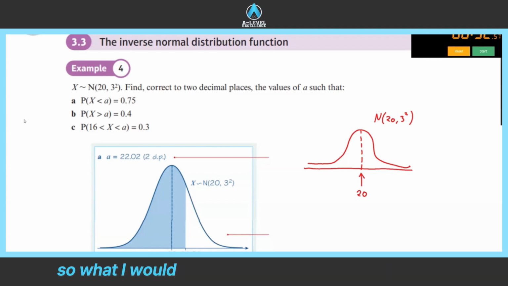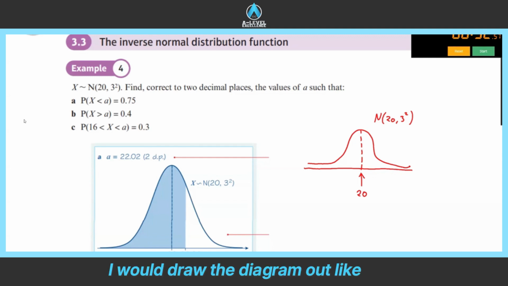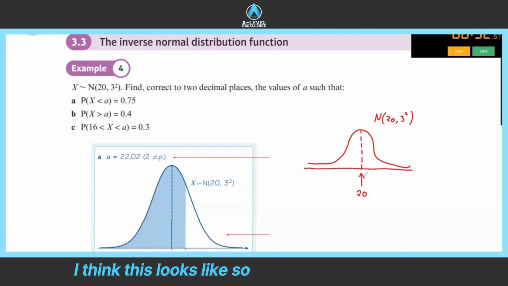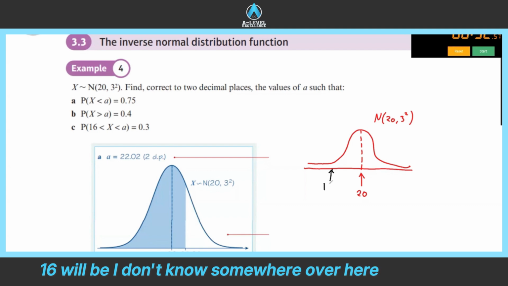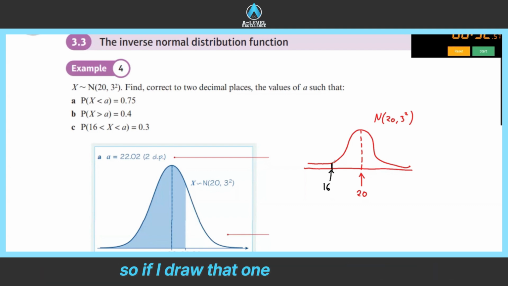So what I would do to help expand that a little bit, I would draw the diagram out like this, and I'm just going to draw out what I think this looks like. So 20's in the middle. So do you agree, Jacob? 16 will be somewhere over here. Okay, so if I draw that one right there, to have an area of 0.3, I'm just going to make a guess. I think it's probably going to be less than 20. So I'm going to say it's like that right there. And that is the number we want to figure out. Does that make sense, mate?